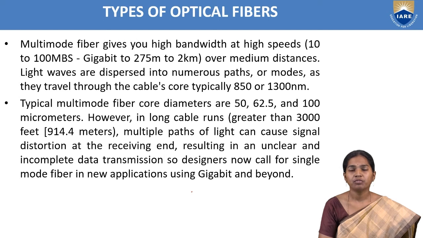So in multimode fibers, the speed here is 100 Mbps to gigabit, over 275 meters to 2 kilometers, over medium distances. So by using this multimode fiber, we can transmit over medium distances only. In multimode, the core diameters are 50, 62.5 and 100 micrometers.